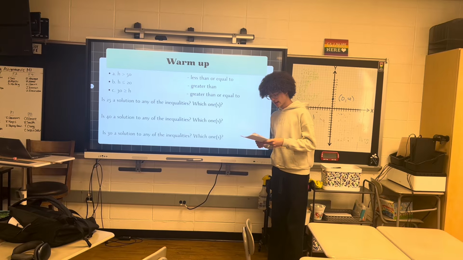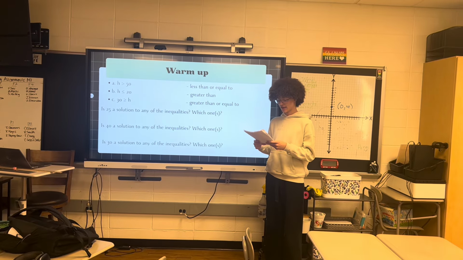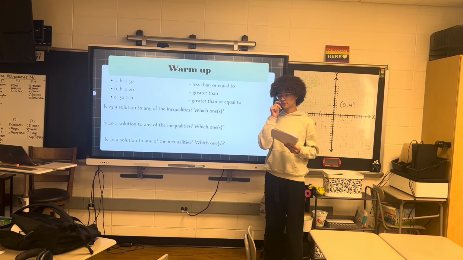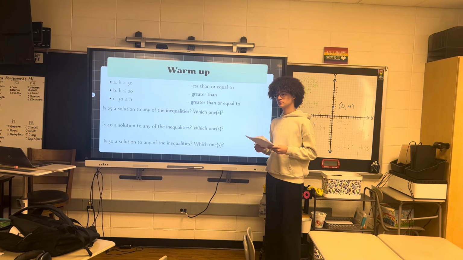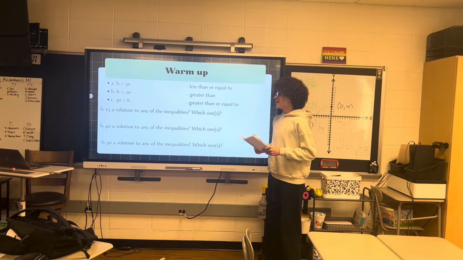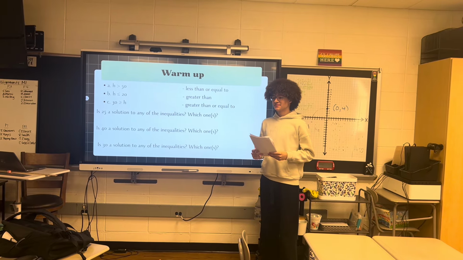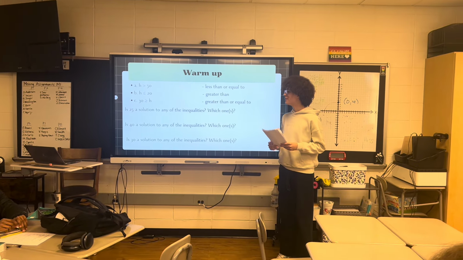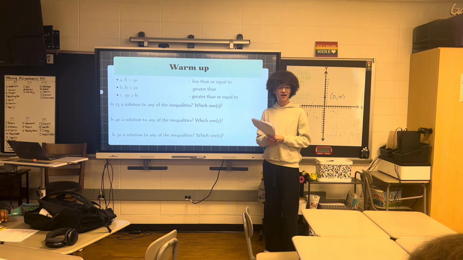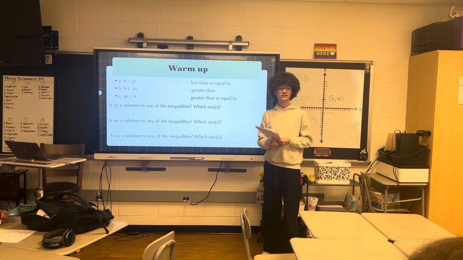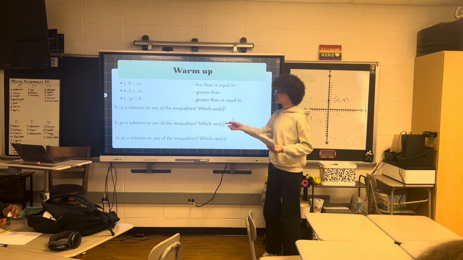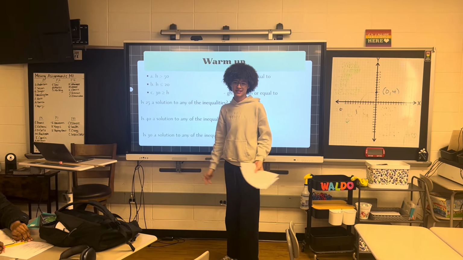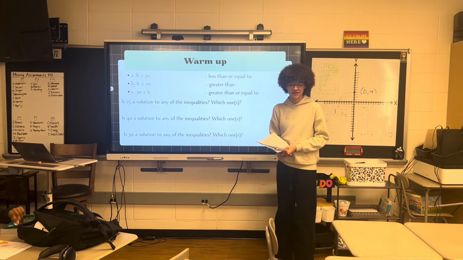Did anyone get an answer for 3? Is 40 a solution to any of the inequalities? For some reason I got B for that one. What I did was I reduced it. Well, 40 is actually not a solution to any of the inequalities. That was my mistake. It's okay. If you plug 40 in for each of these, it just doesn't make sense for any of them, so that's how you would figure that out.